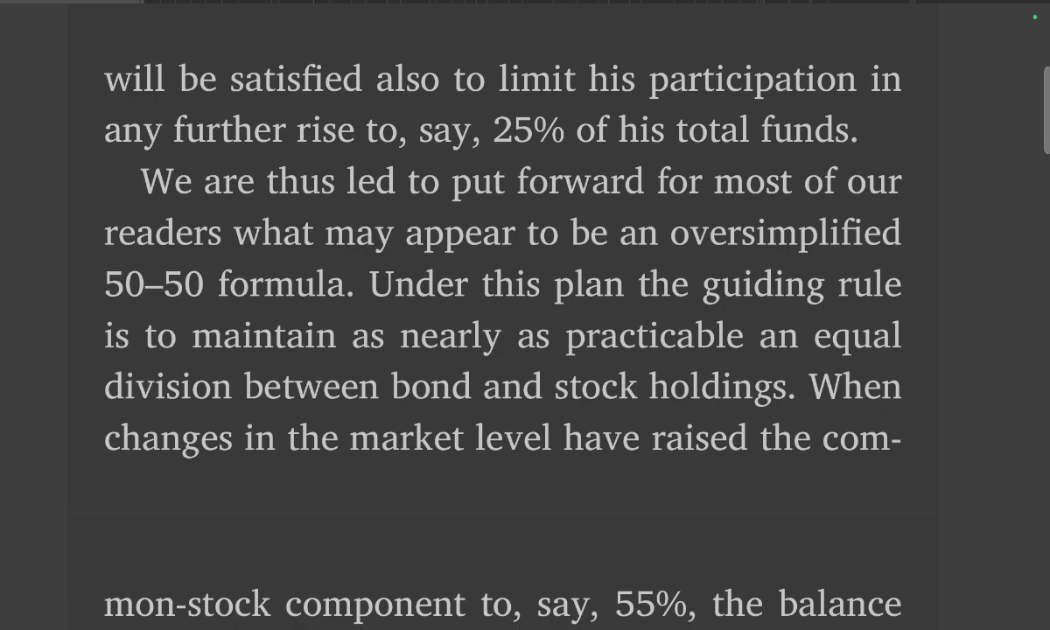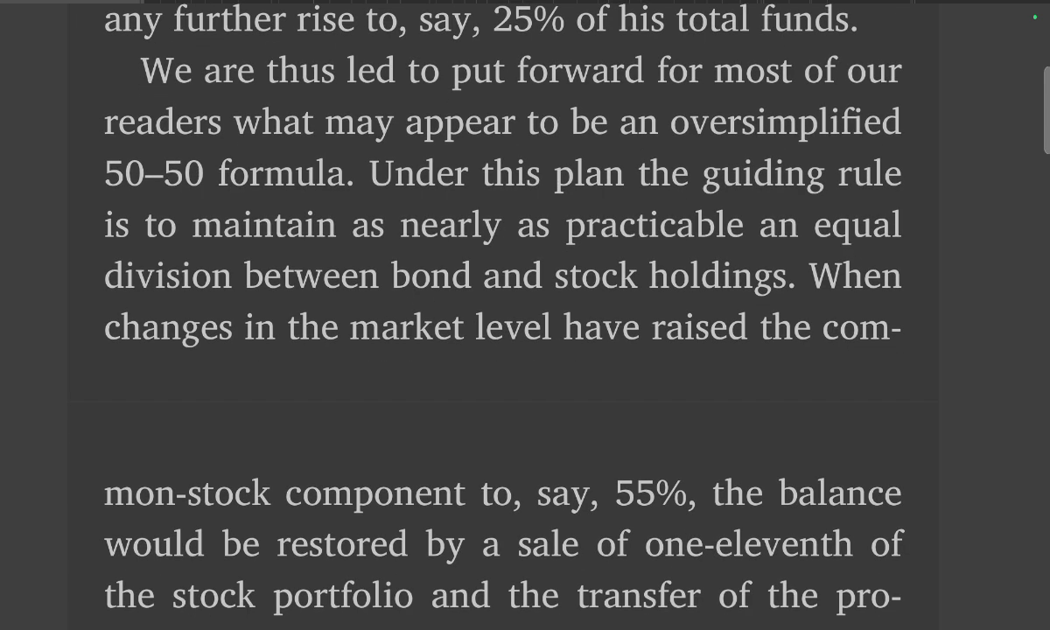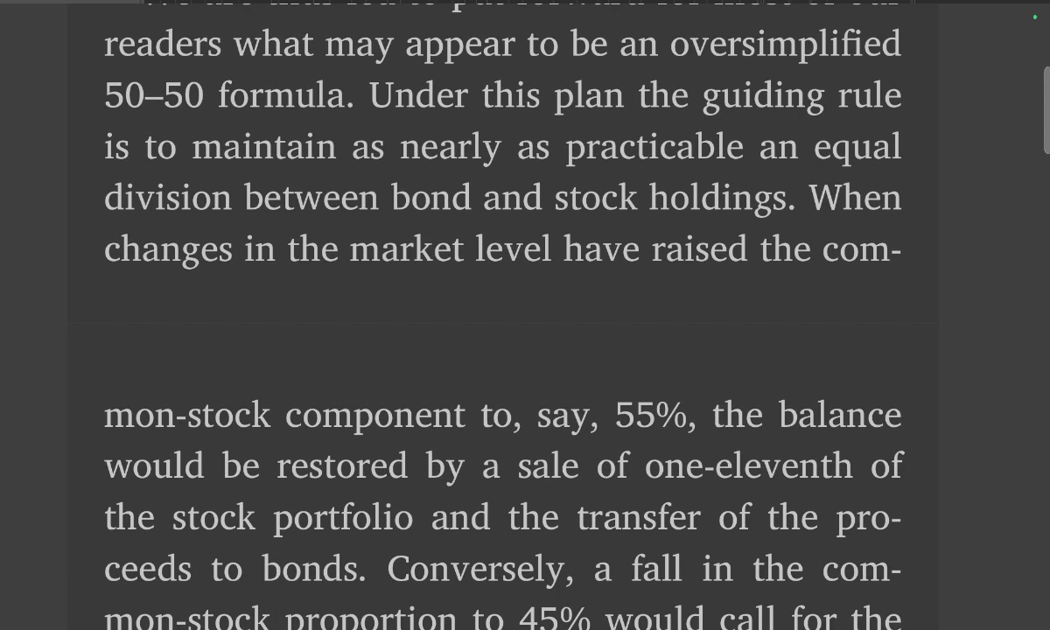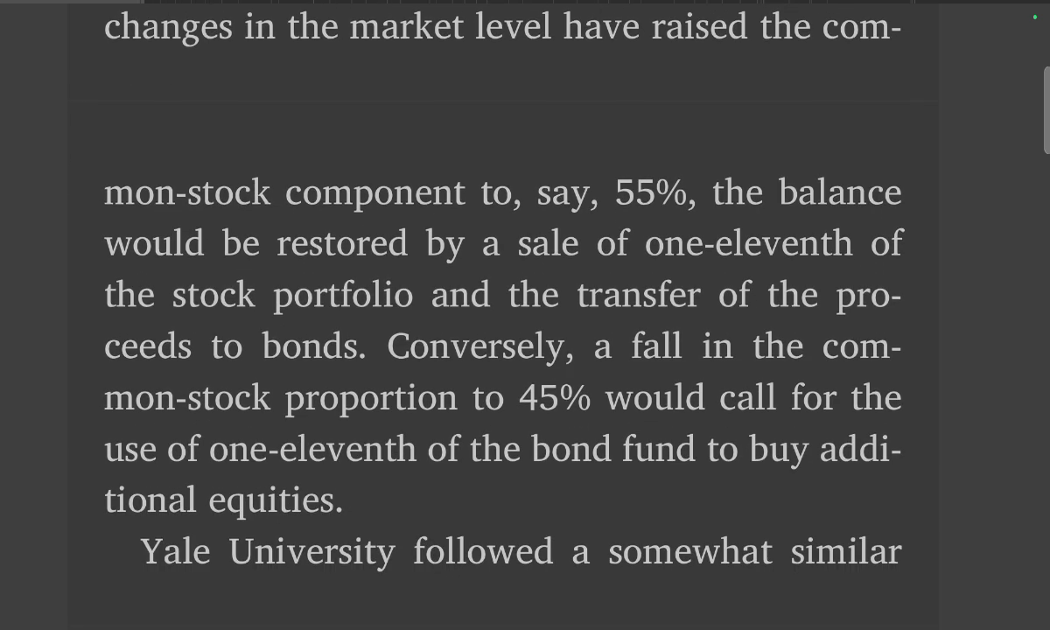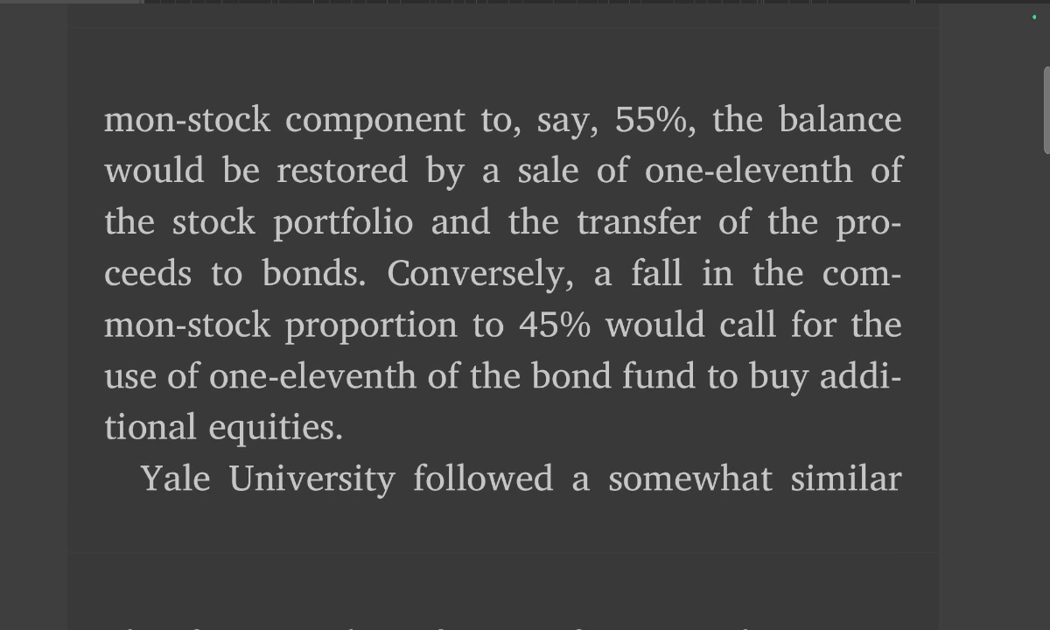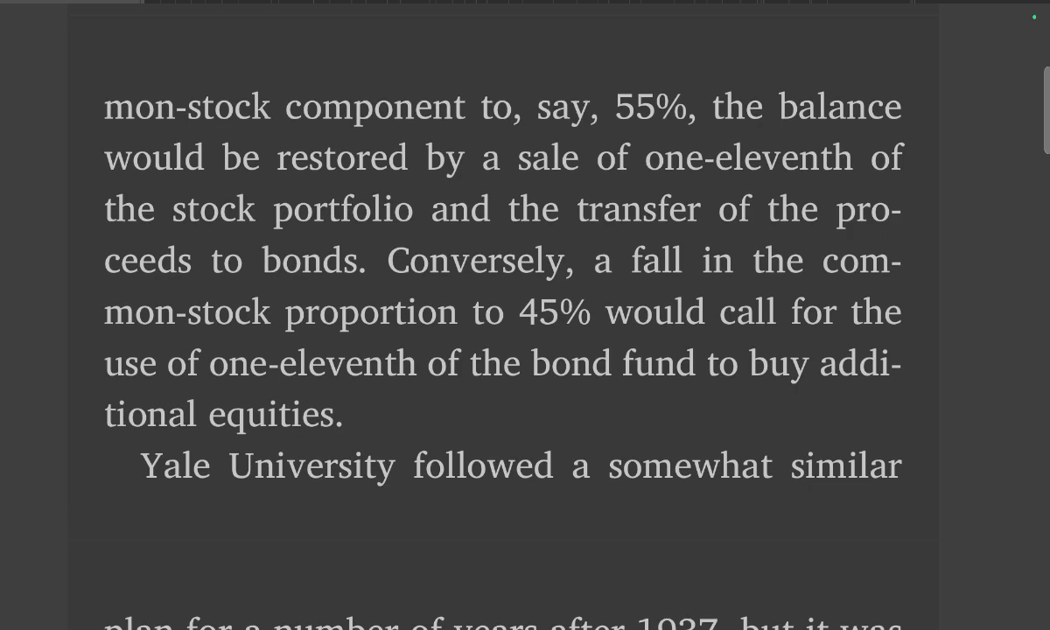We are thus led to put forward what may appear to most readers to be an oversimplified 50-50 formula, under the plan of guiding rules of maintaining a nearly equal division between bonds and stock markets. When changes in the market value have arisen, the common stock component, say 50% of the balance, would be restored by a sale of 1/11th of the stock portfolio, with the transfer of the proceeds to bonds.